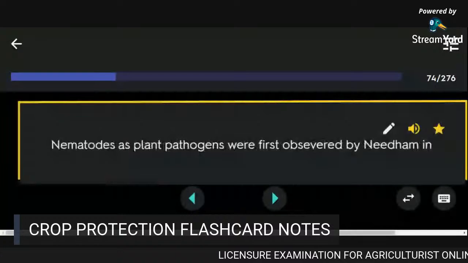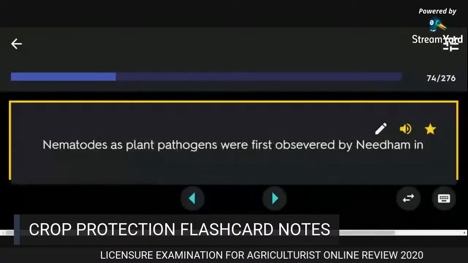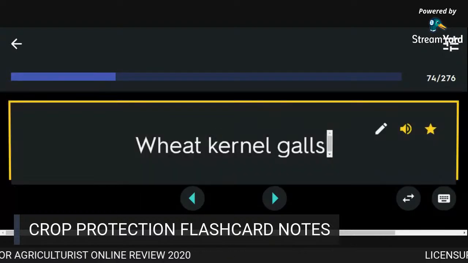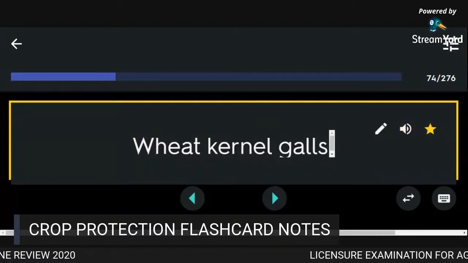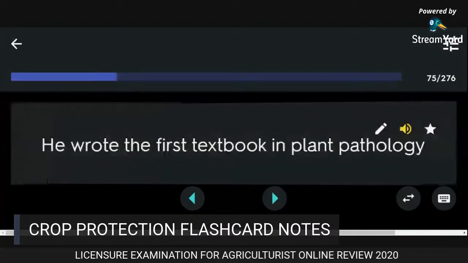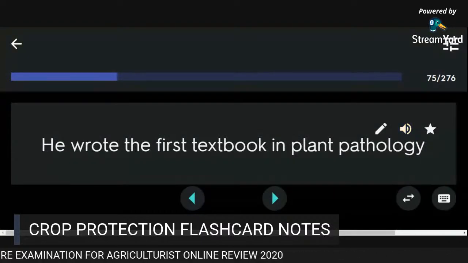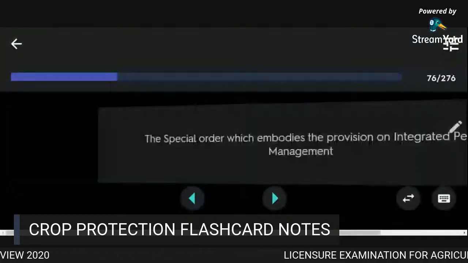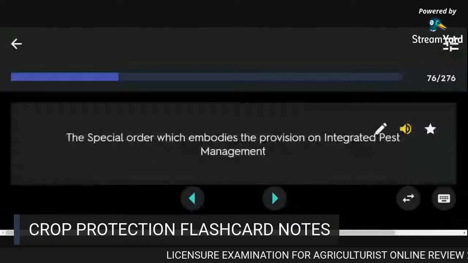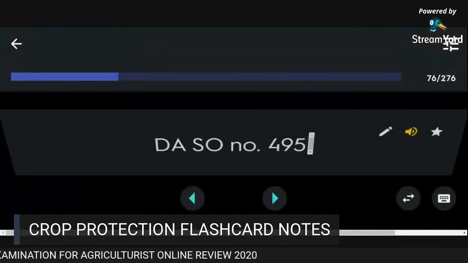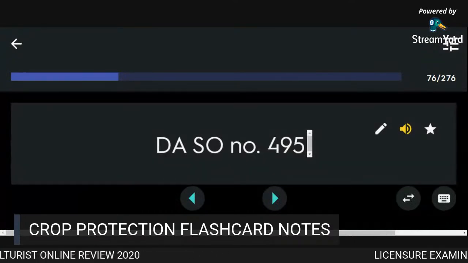Nematodes as plant pathogens were first observed by Needham: wheat kernel galls. He wrote the first textbook in plant pathology: Julius Kühn. The special order which embodies the provision on integrated pest management: DAR SO number 495.